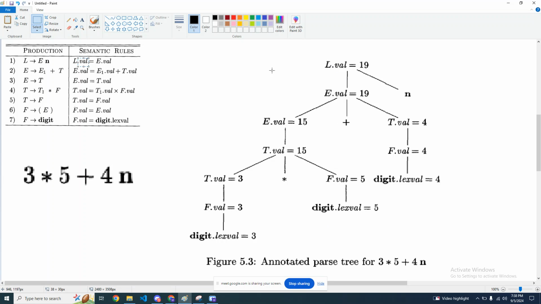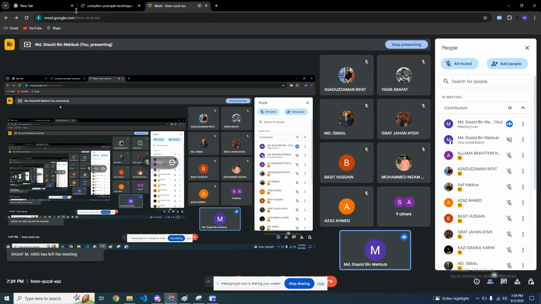But if you look at the annotated parse tree, you might not instantly figure out how we are getting this 19 here. Because we did a depth first search, then evaluated each value according to the semantic rules, and calculated the value 19, if you remember from the last class. So another thing is the dependency graph. What is a dependency graph?